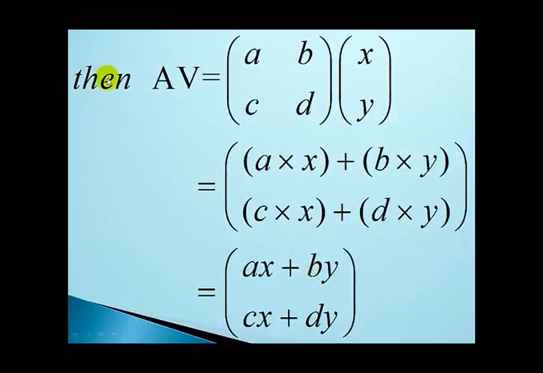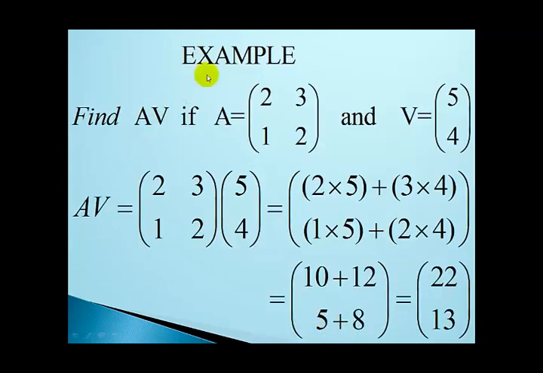So AV equals a times x plus b times y, then c times x plus d times y. Now a times x is ax plus b times y is by. c times x is cx plus d times y is dy. So AV is equal to [ax plus by; cx plus dy].